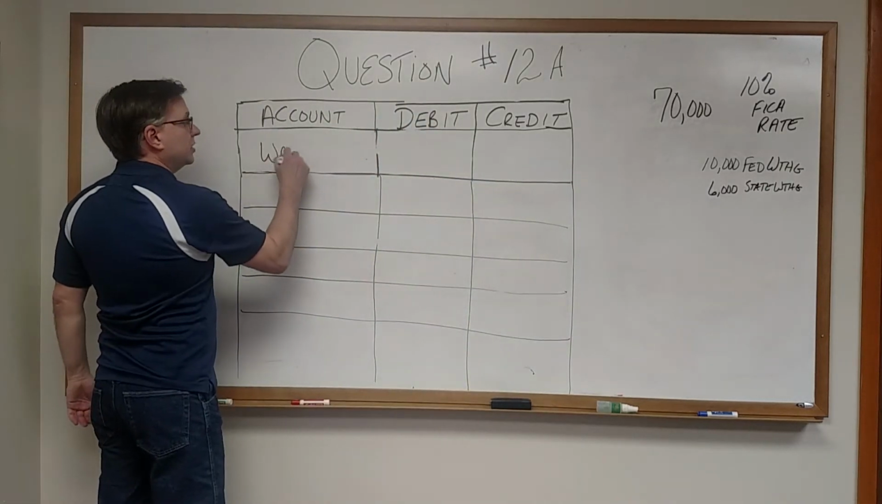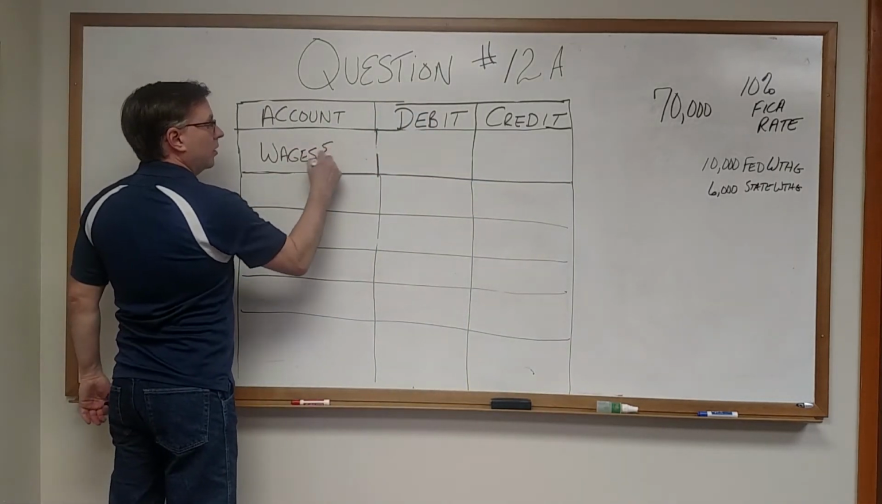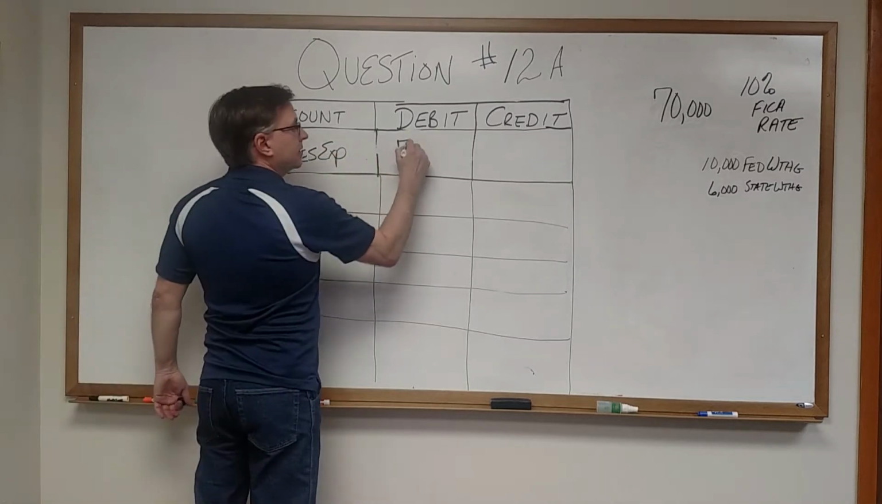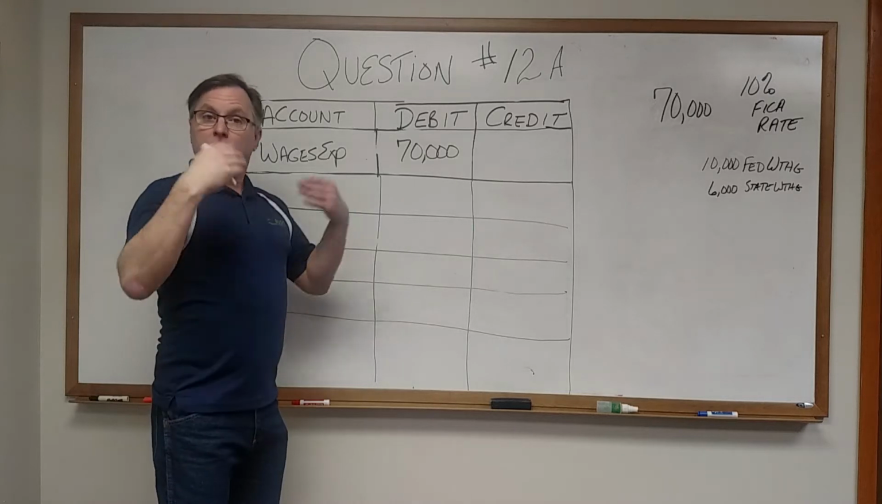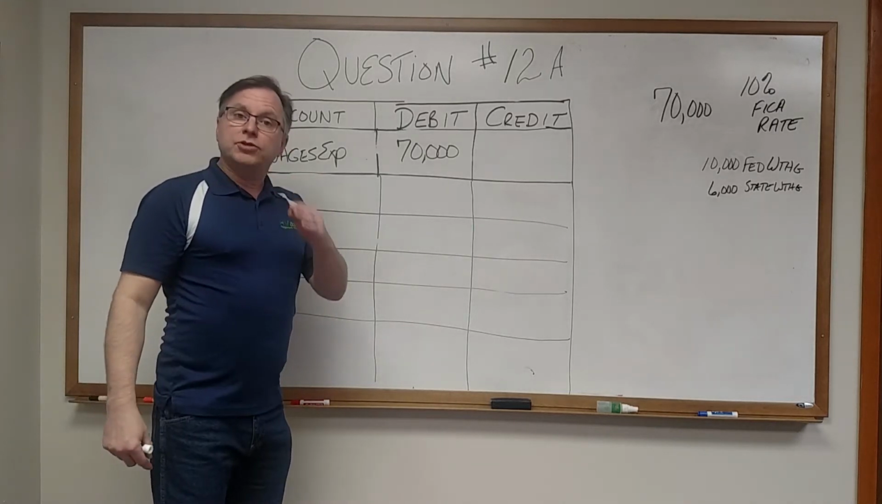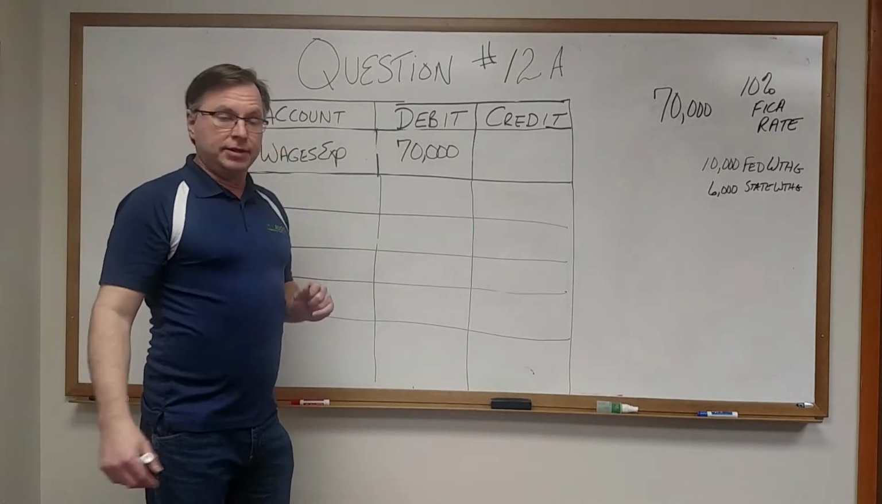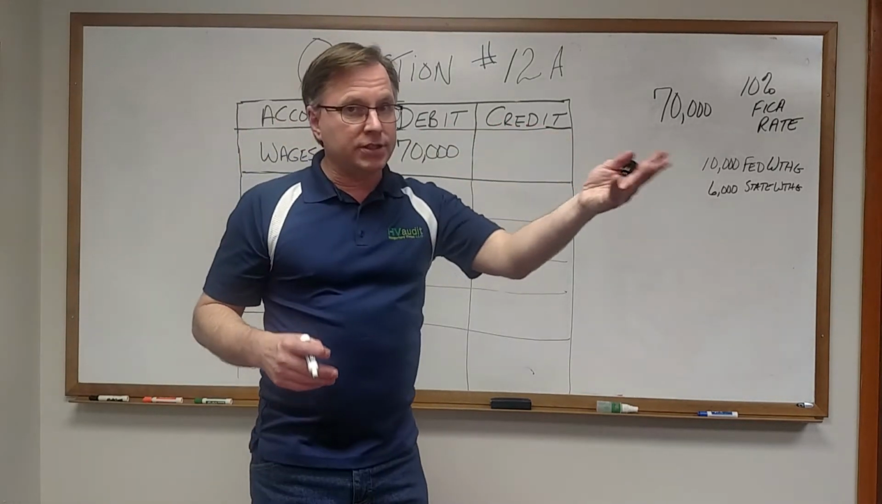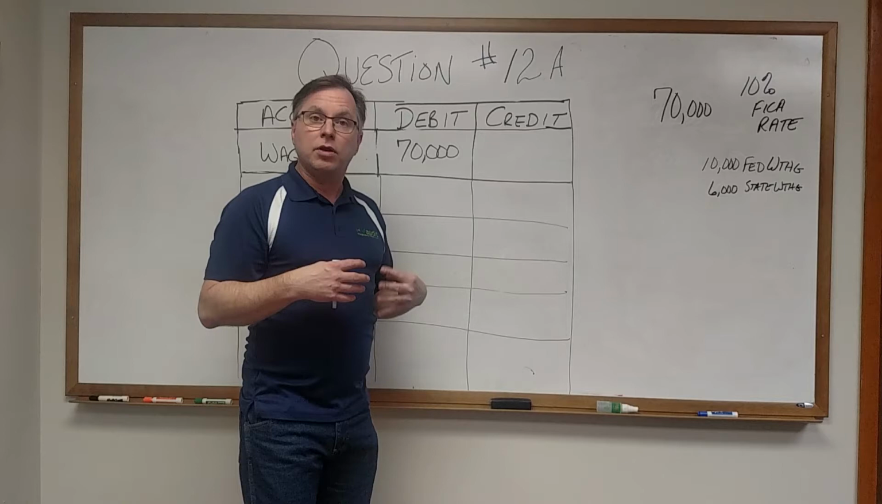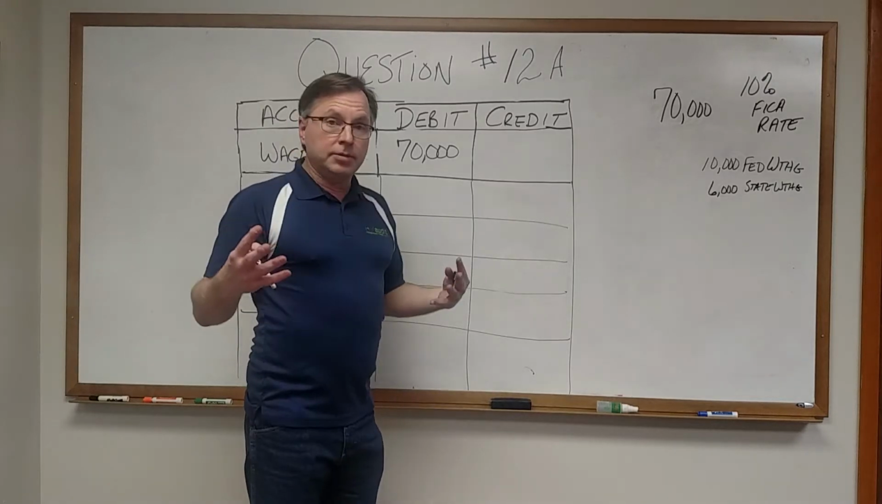So there's our wages, which is an expense we can record. Wages expense, $70,000. We haven't paid it, but we owe it. So we're allowed to record that under the accrual method. Now, this $70,000, we don't just cut them a check for $70,000. We've got to take things out of their pay, as you probably know.